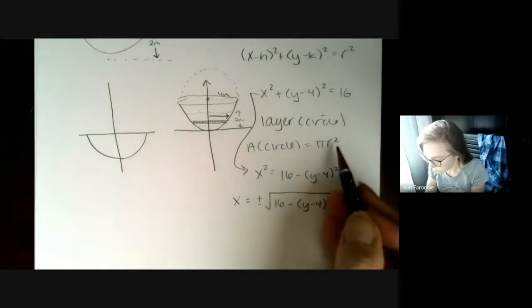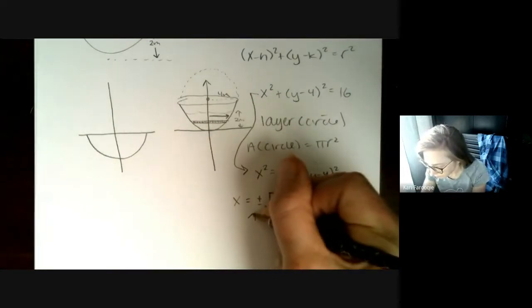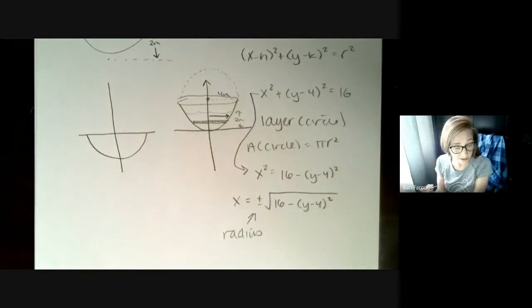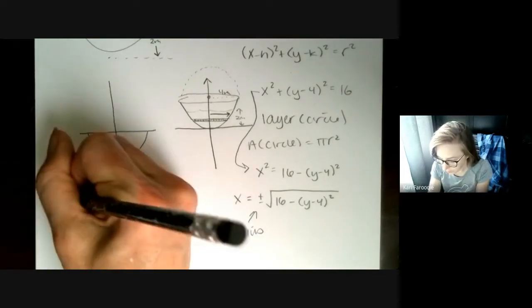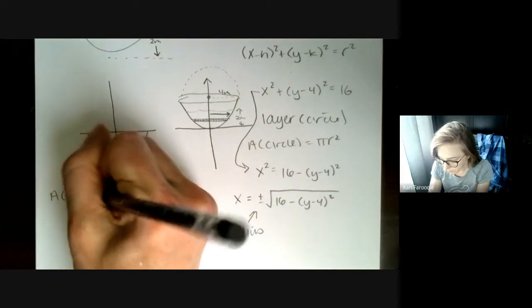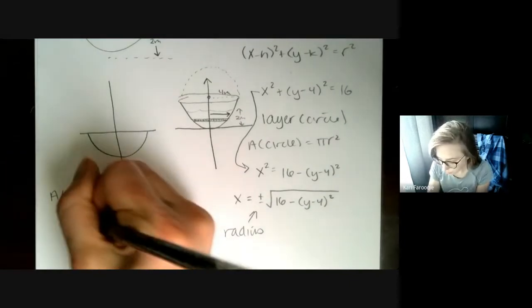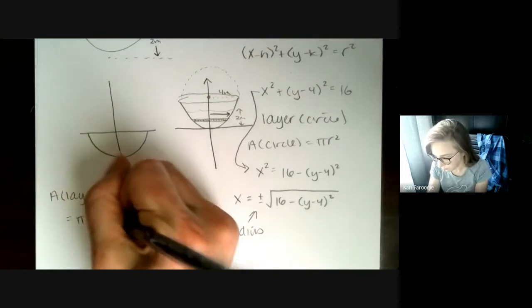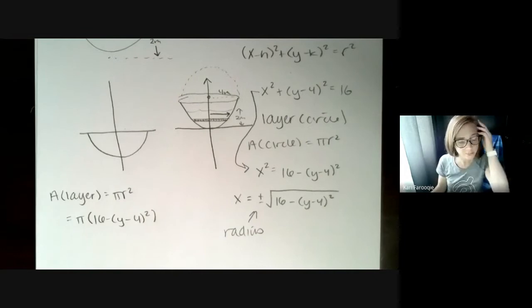Oh, gosh, we should actually refer to this as r. The radius is going to be this x distance. And since we're squaring it anyway, that's the nice part. We can get rid of this radical. So we can say that the area of our layer is pi r squared, which is pi times, and then your radius squared is just going to be 16 minus (y minus 4) quantity squared.